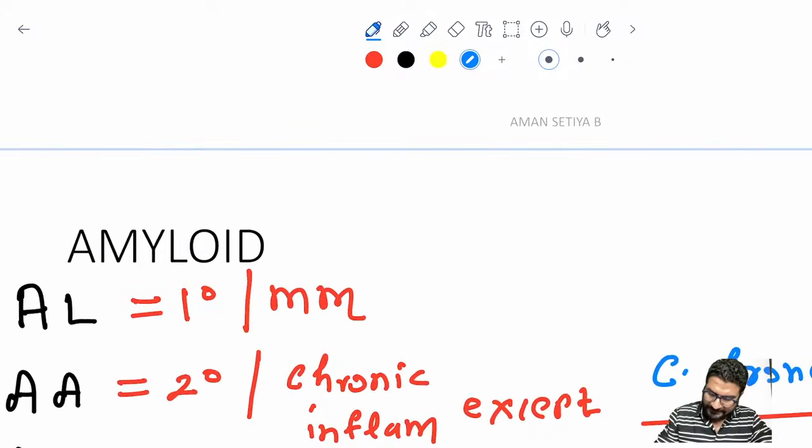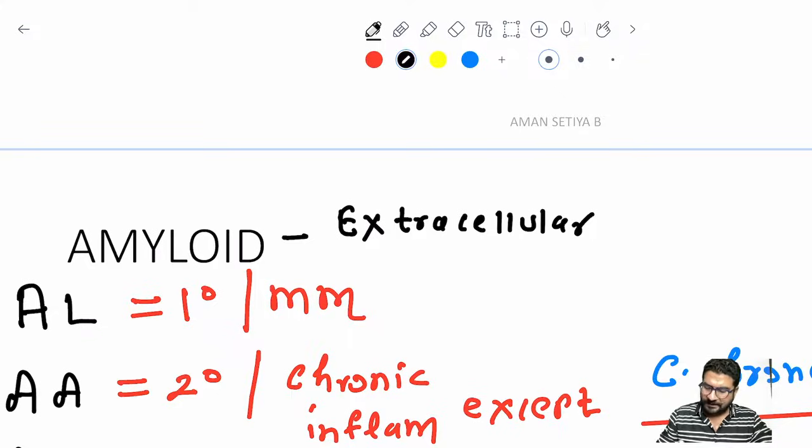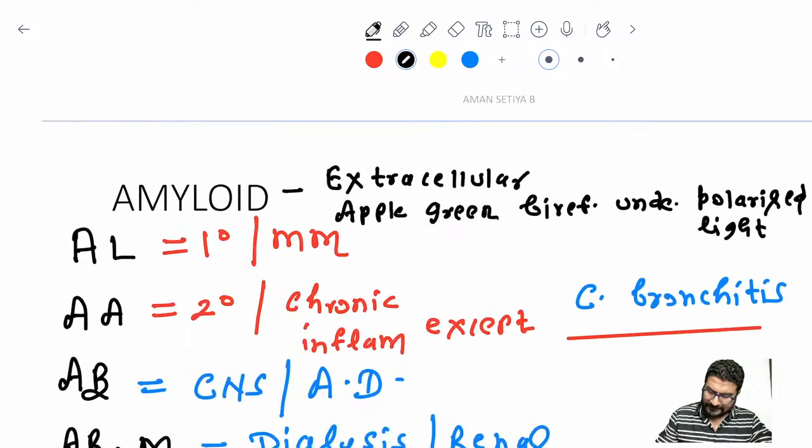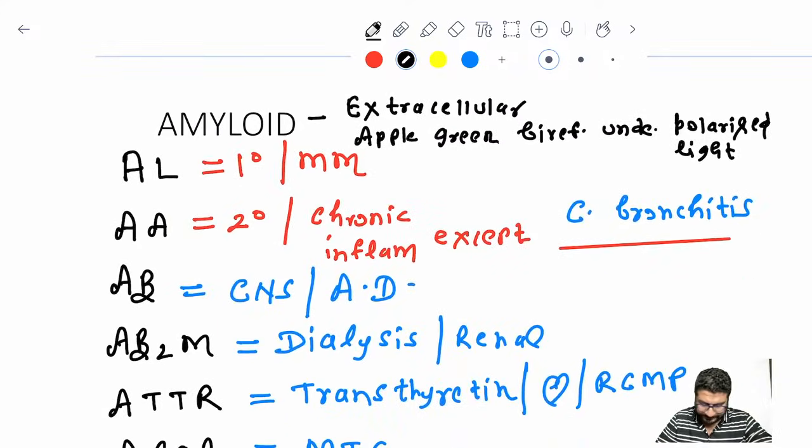Now just remember a few facts about amyloid. First thing is amyloid is an extracellular protein. It is not intracellular, it is extracellular. And there is no treatment for this. Right? And what they ask you, you will find apple green birefringence under polarized light. So these are the types of amyloid which you have to remember.